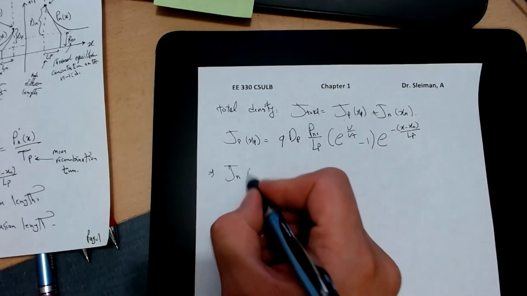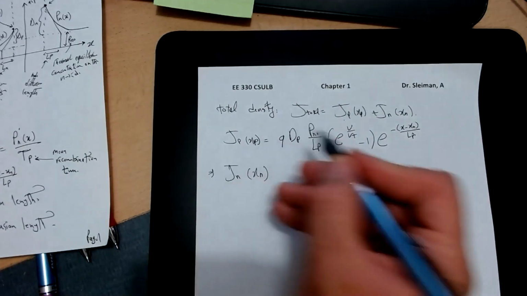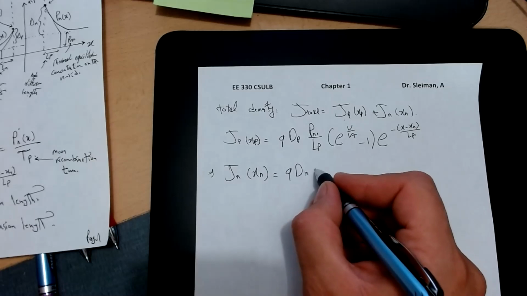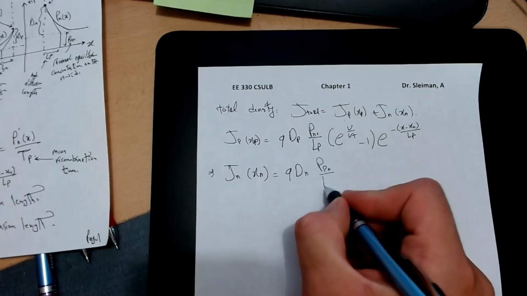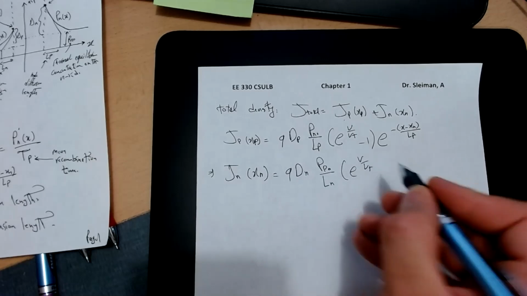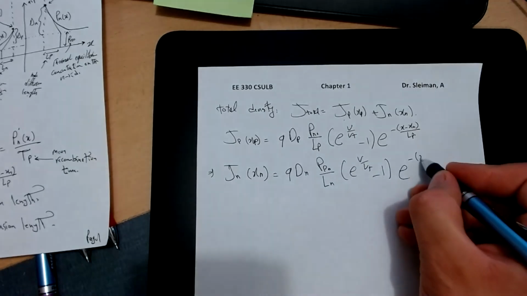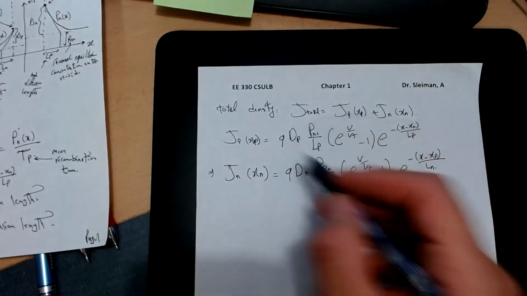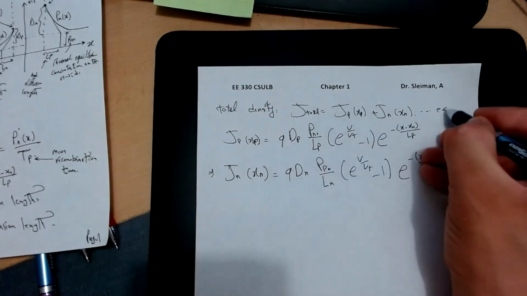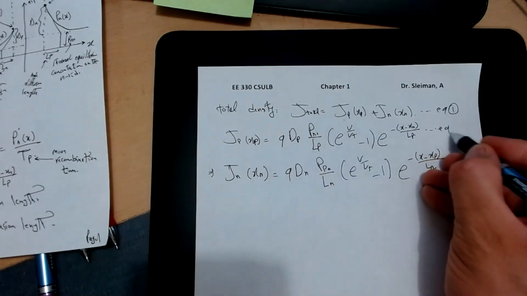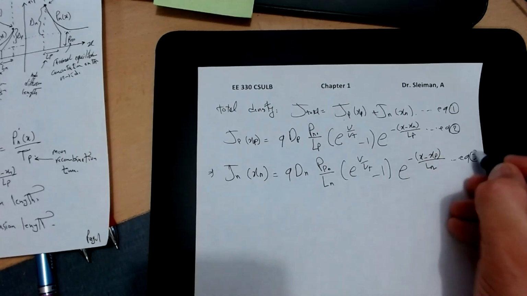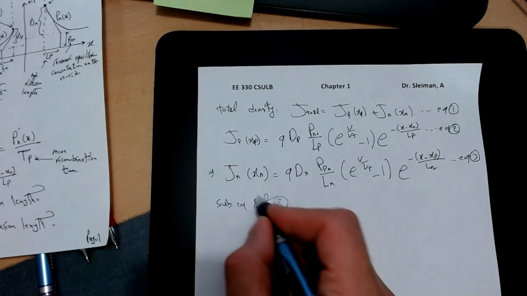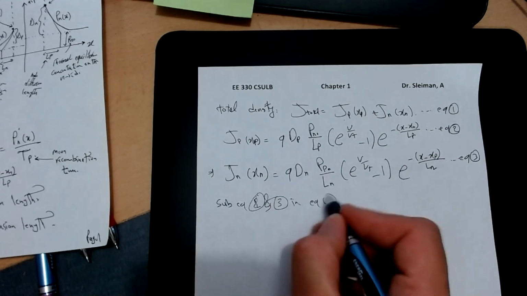So also Jn(xn) is equal to q Dn pp0 over Ln (e^(V/VT) minus 1) e^(-(x minus xp)/Ln). So putting these together, let's say this is equation 1, equation 2, equation 3. Substitute equation 2 and 3 in equation number 1.